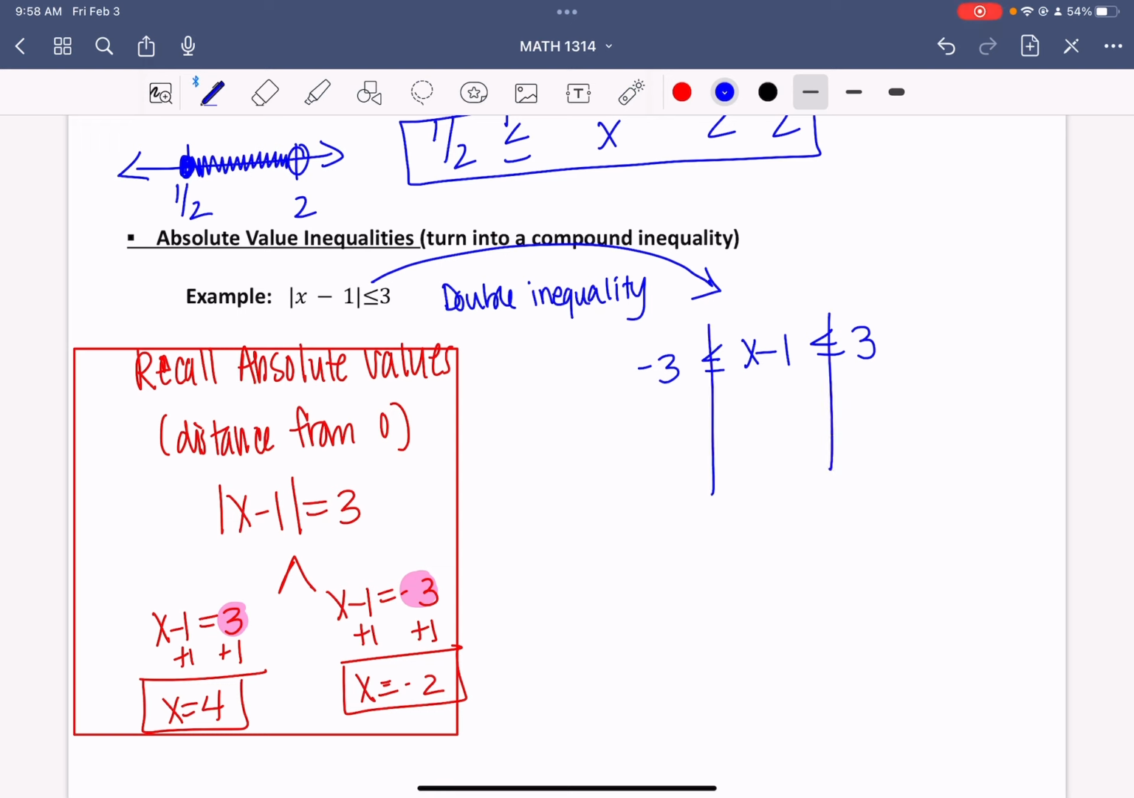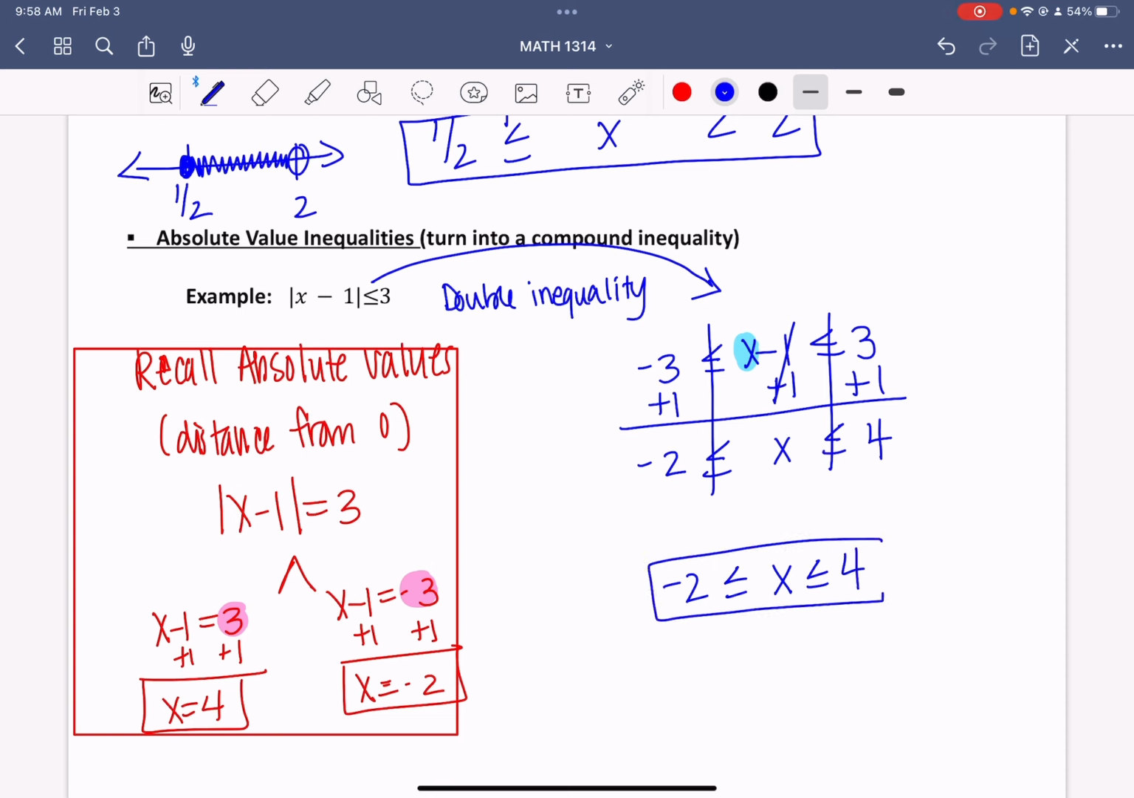Here's my inequalities. Again, my goal is to get this x by itself. And so in order to get this x by itself, I'm going to have to add 1, and I'm going to add 1 to all 3 sides. So it gives me negative 2. 3 plus 1 gives me 4. In the middle, it cancels, which was my goal. I did not multiply or divide anything by a negative, so I'm going to maintain my inequalities. So my final answer would be negative 2 is less than or equal to x is less than or equal to 4. If I wanted to write that in interval notation, that would be -2 to 4, and I would include brackets on both of those because I have an equal sign.